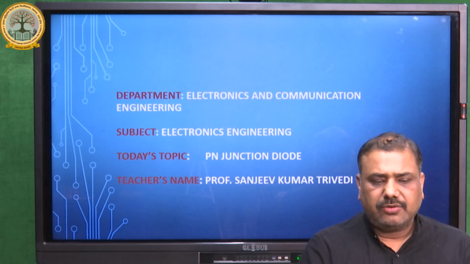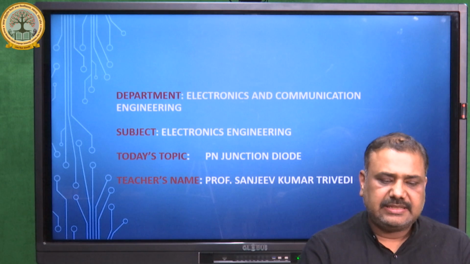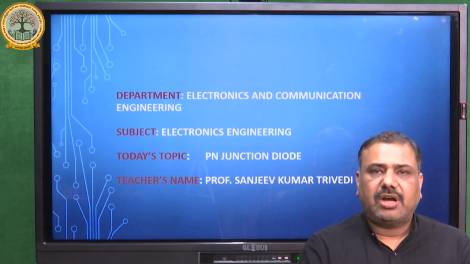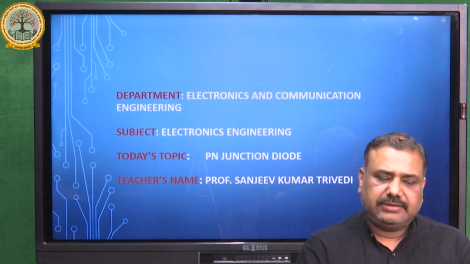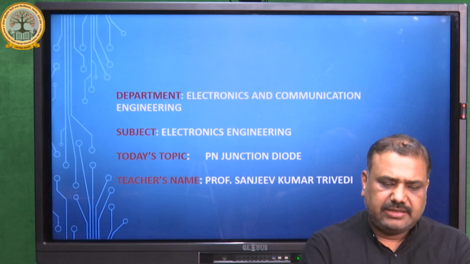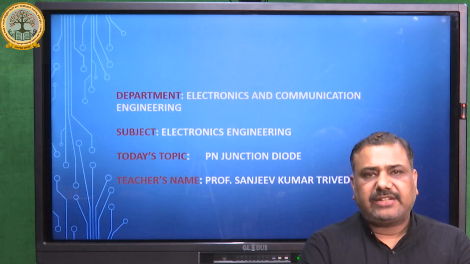Similarly, when a hole goes from the P side to the N side, an ionized acceptor is left behind in the P side, resulting in the formation of a layer of negative charge in the P side of the junction. This region of positive charge and negative charge on either side of the junction is termed the depletion region or the depletion layer.